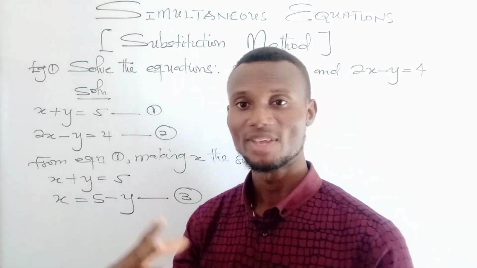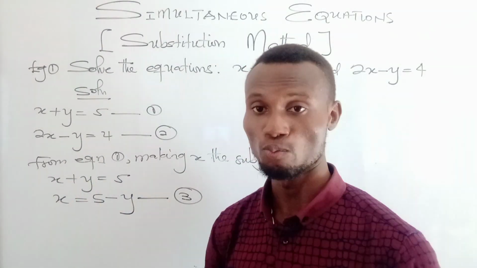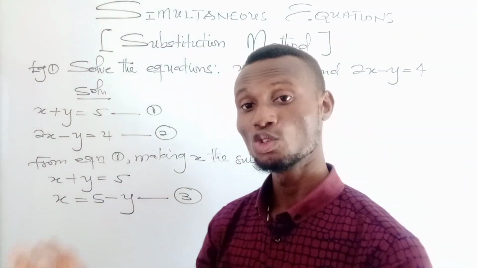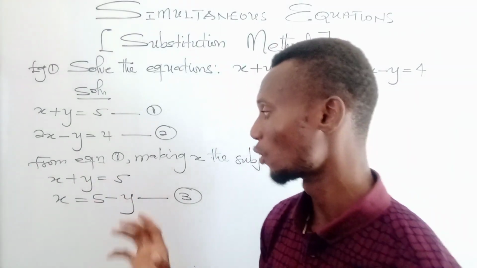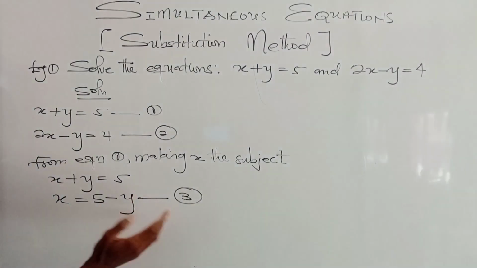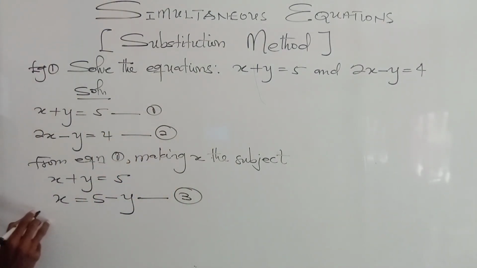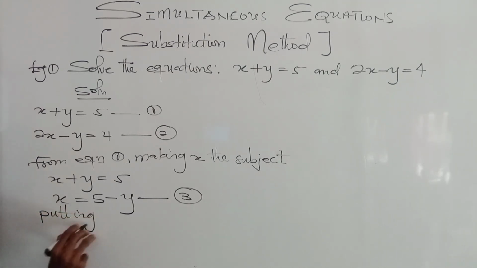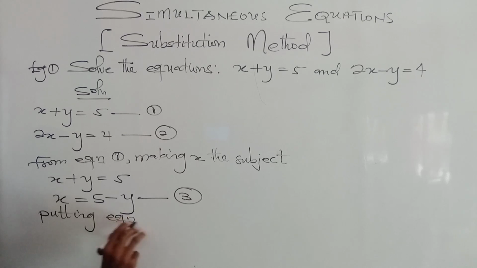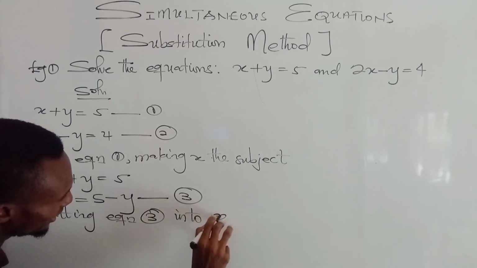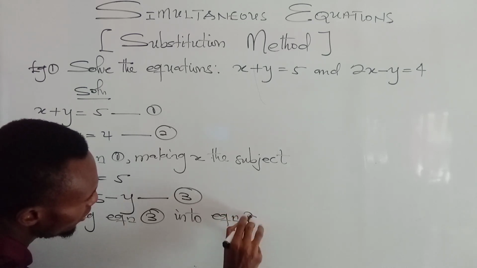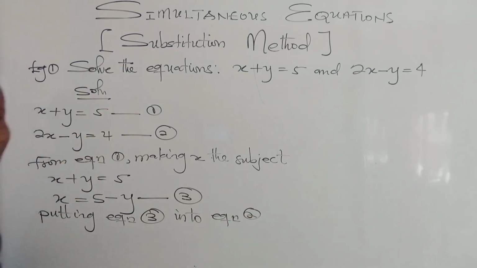I hope the explanation is clear up to this point. I'm stressing on it because students make those mistakes a lot. So we are going to write: putting equation 3 into equation 2. I hope you understand up to this point.